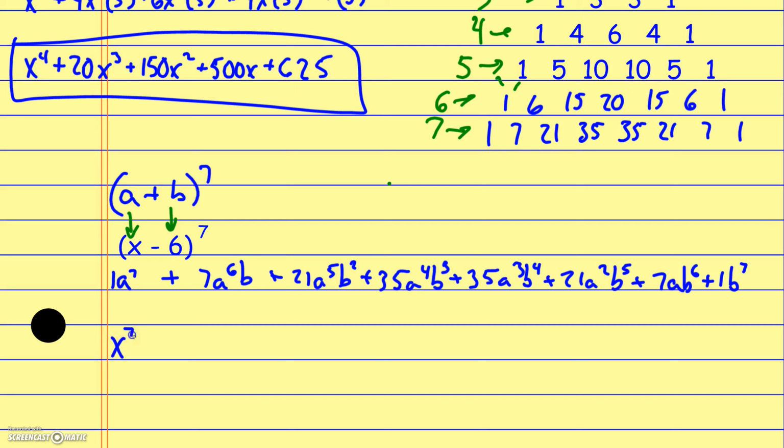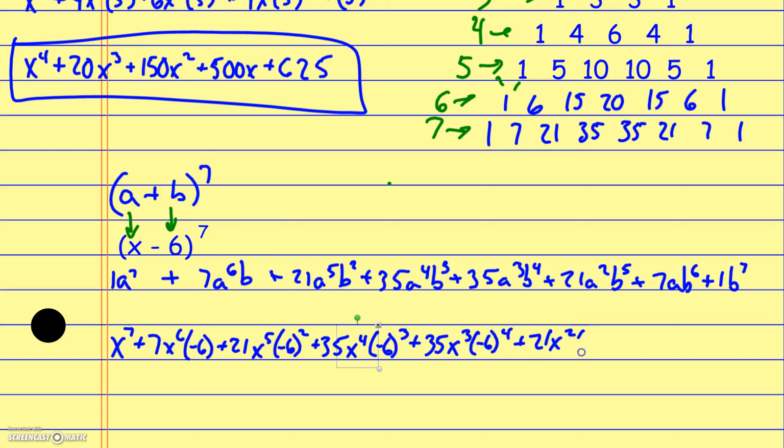So this is going to be an x to the 7th plus 7x to the 6th times a negative 6. And so I'm just filling these in. X to the 5th, that's going to be a negative 6 squared, plus 35, that's going to be an x to the 4th, and then a negative 6 to the 3rd, plus 35, x to the 3rd, and then a negative 6 to the 4th. And you can already tell that these numbers are going to get out of control very quickly as soon as I start doing 6 to the 3rd power or 4th power. But you can imagine how much more difficult that would be if I was multiplying out 7 of these binomials and then having to deal with these numbers. It would be far worse.